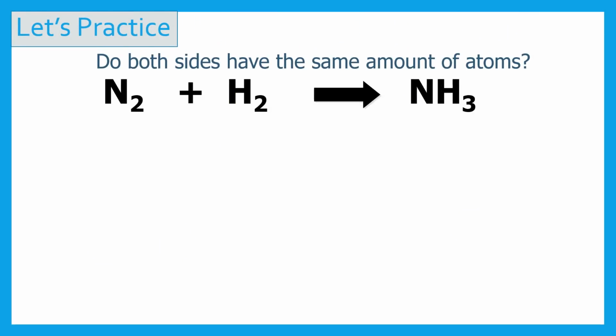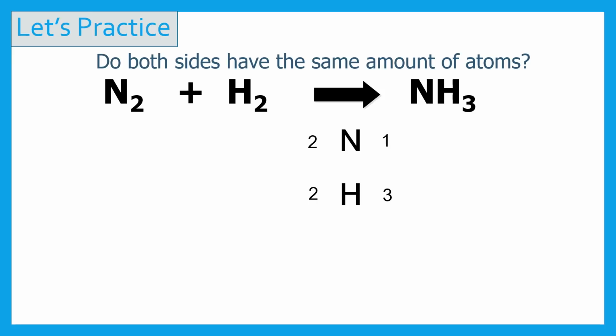So let's go ahead and practice this. We're going to put them in the middle. Like I said in the last video, I think it's a lot easier to put it in the middle rather than doing 2 separate columns. So I'm going to do it like that to show you how I do it. We need to find out if both sides have the same number of atoms, and we've already determined that on one side you have 2 nitrogens and 2 hydrogens. On the other side you have 1 nitrogen and 3 hydrogens.